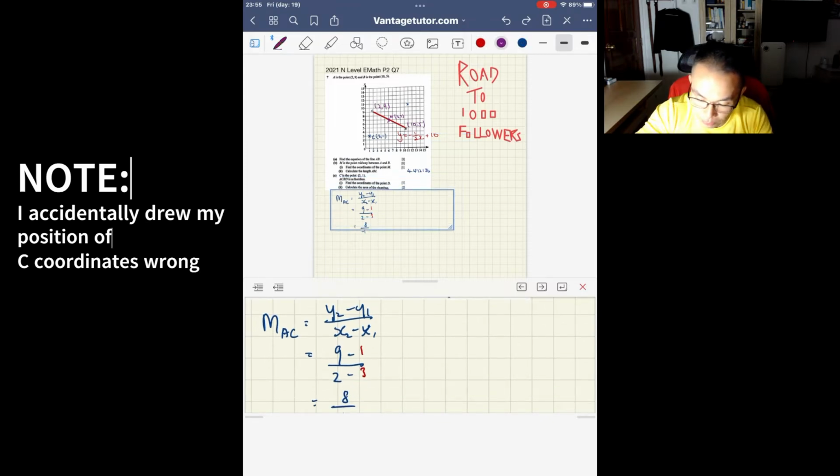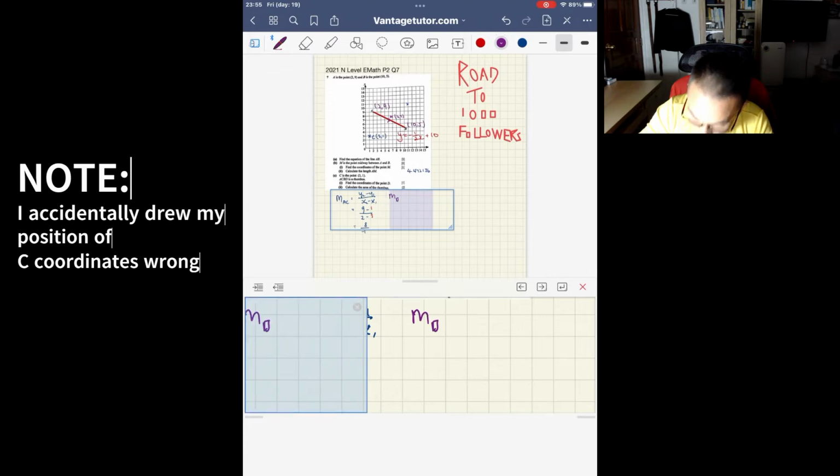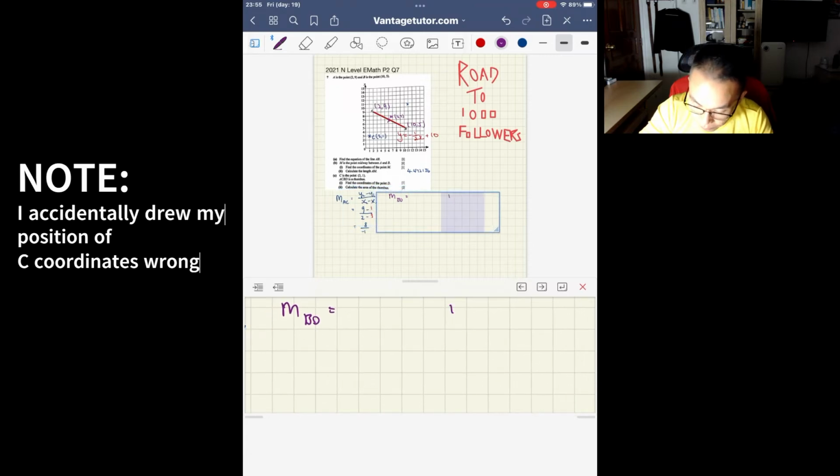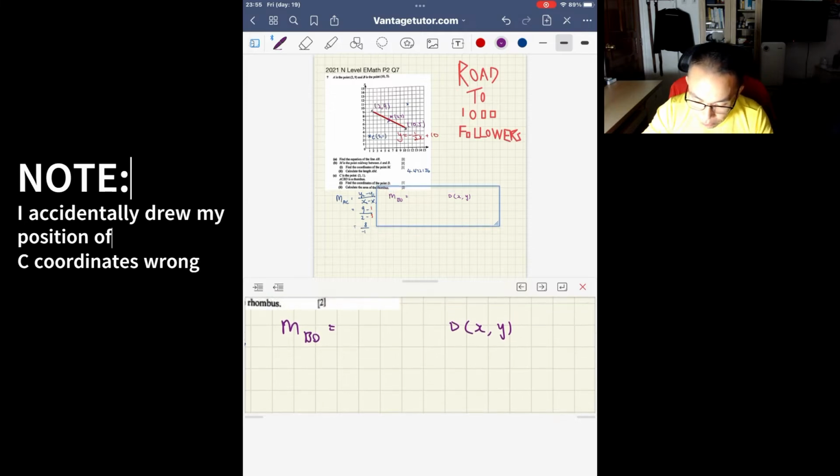So let's use a different marker. M BD equals to, because I do not have my D coordinates, I can let it be x and y. So I can write it here: D, x, y. So BD, what's my B? I take my D first, y over x. What's the coordinates of B? It's 10, 5. So my y coordinates first, then my x coordinate.